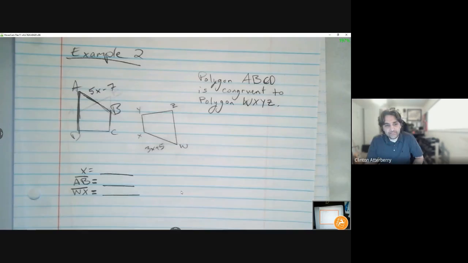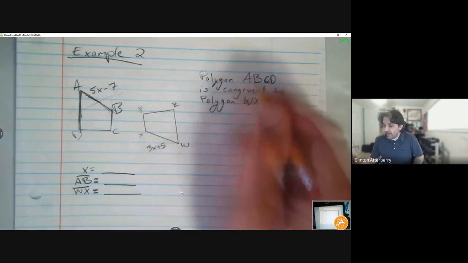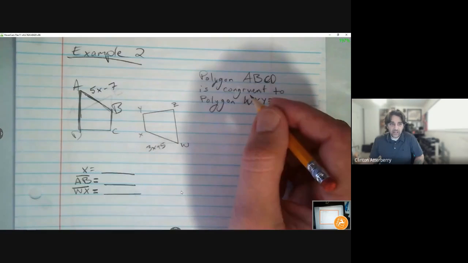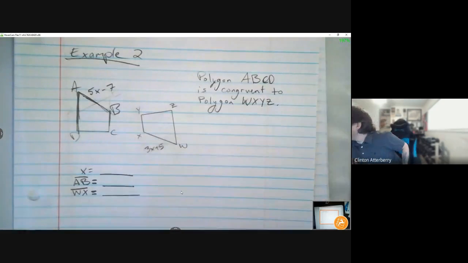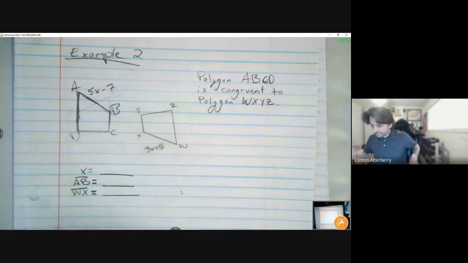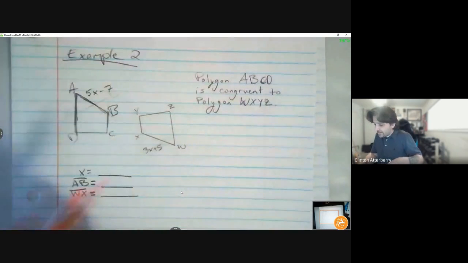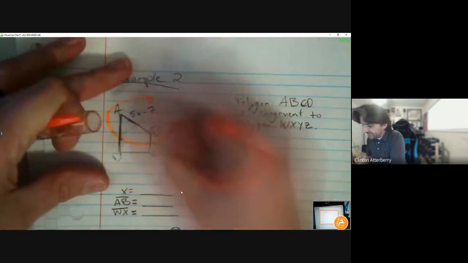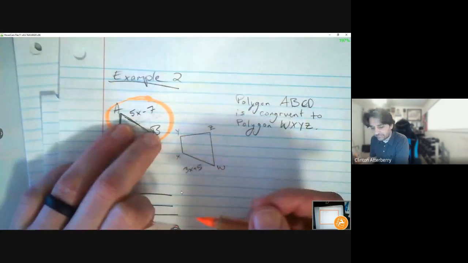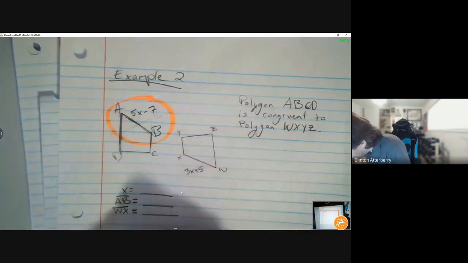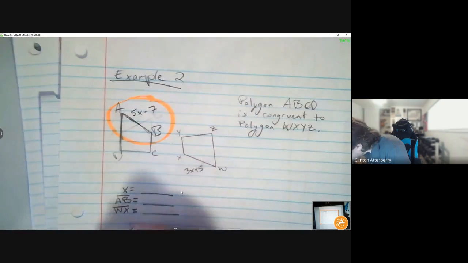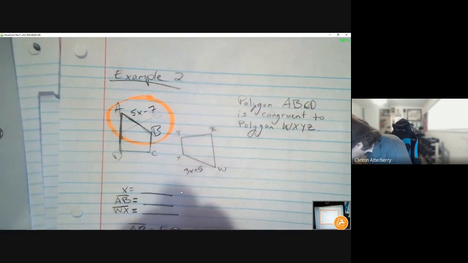So in this problem, the fact that they said that these are congruent, okay, and look at what we have. I'm going to go ahead and mark the heck out of this thing. You see what they gave us? They gave us piece AB. You see from line A to B, it equals 5x minus 7. So from A to B, that equals 5x minus 7.